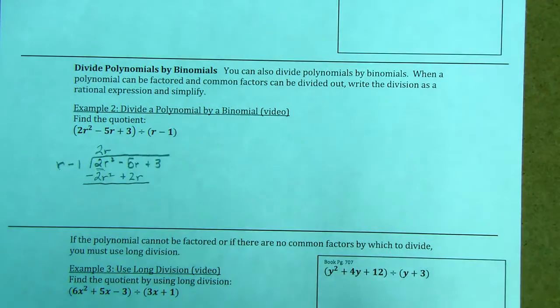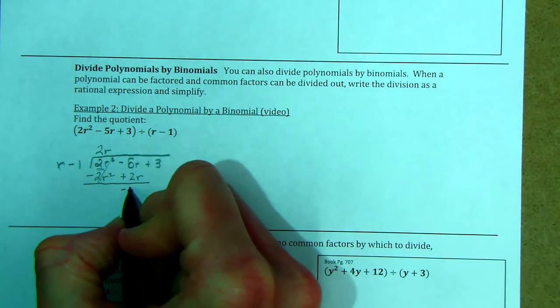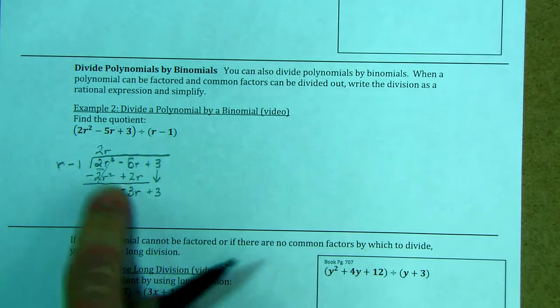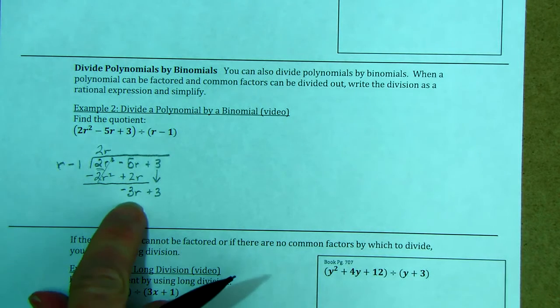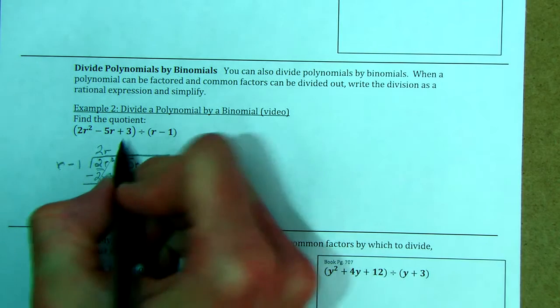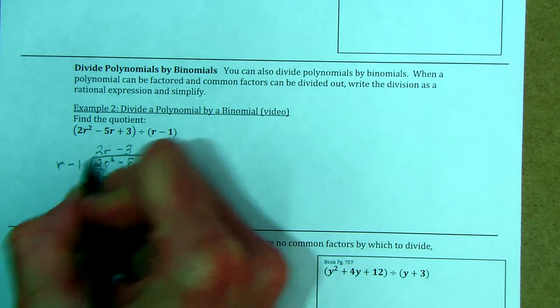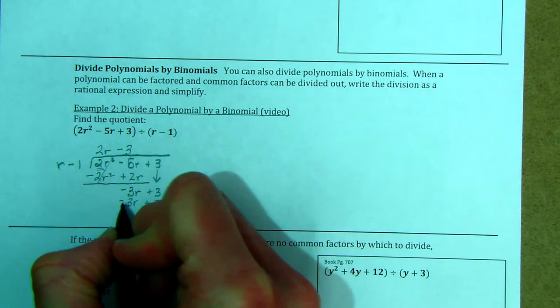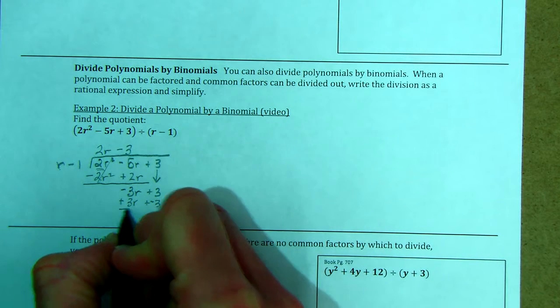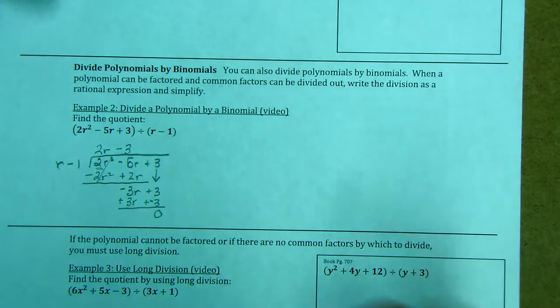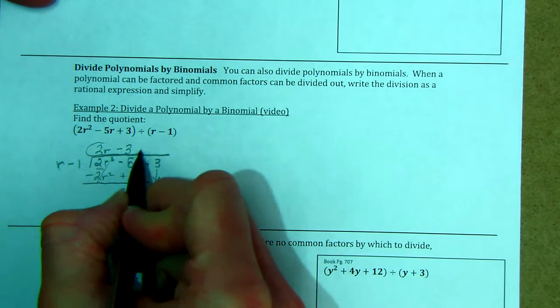Over here, though, we're going to get negative 3r, and then we're going to bring down the plus 3. So now, what do we have to multiply this r by to get to negative 3r? And it is negative 3. So we get negative 3r, and we get plus 3. We change the signs when we subtract, and we actually don't have a remainder. It works out perfectly. So this binomial is 2r minus 3. And those are pretty, but let's face it, that doesn't happen very often.